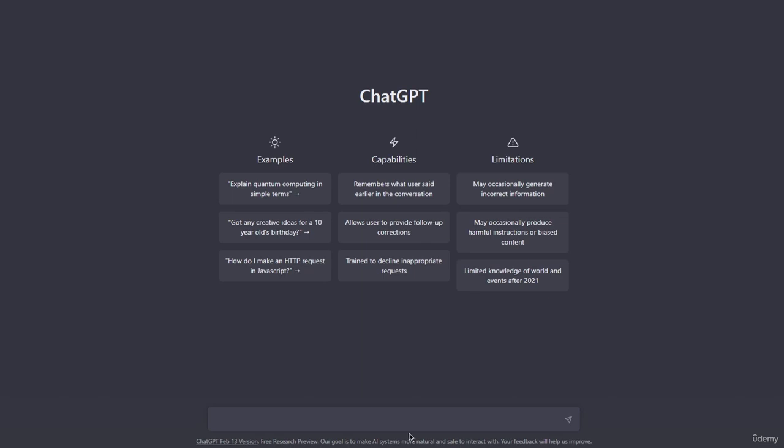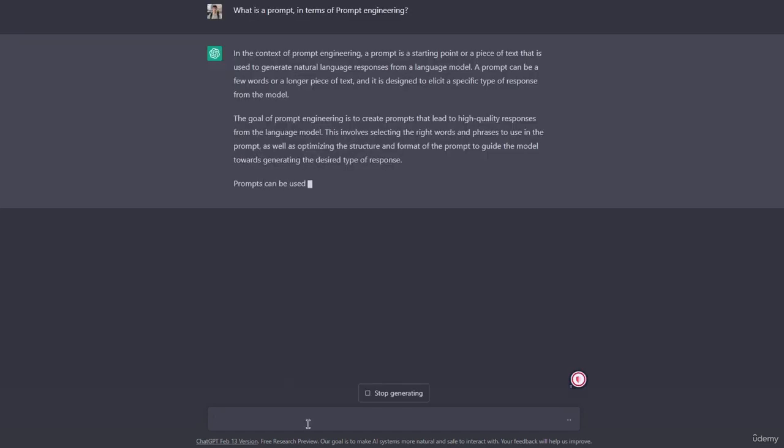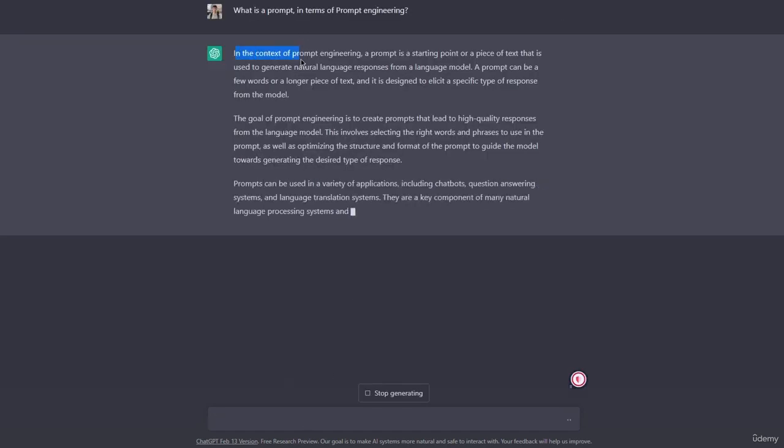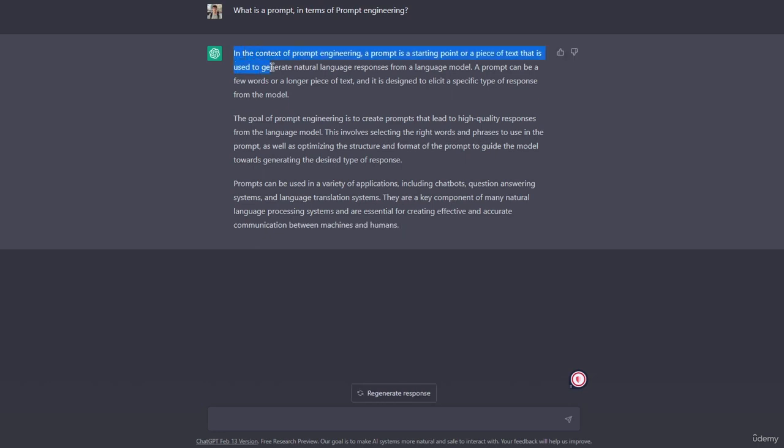I will not try to reinvent the wheel. I will go here on ChatGPT and ask what a prompt is. I will not use a specific or very detailed prompt, I will simply ask ChatGPT a question. So here we get the response from ChatGPT. We just need to ask ChatGPT what is a prompt in terms of prompt engineering, of course.